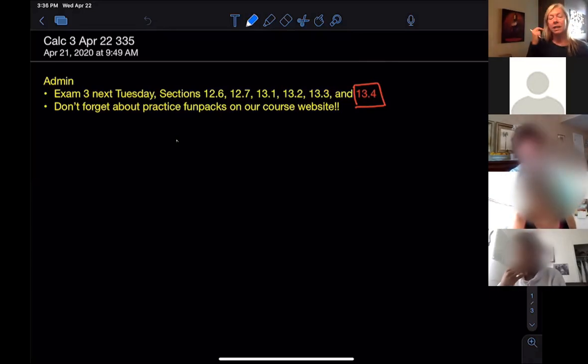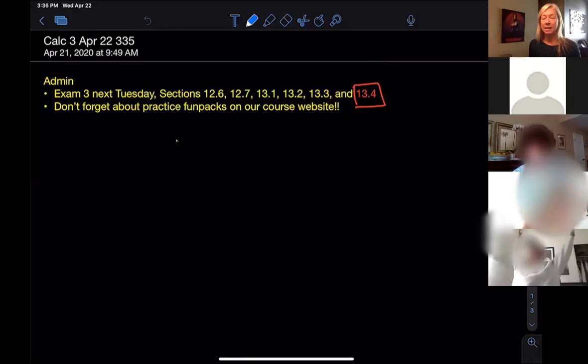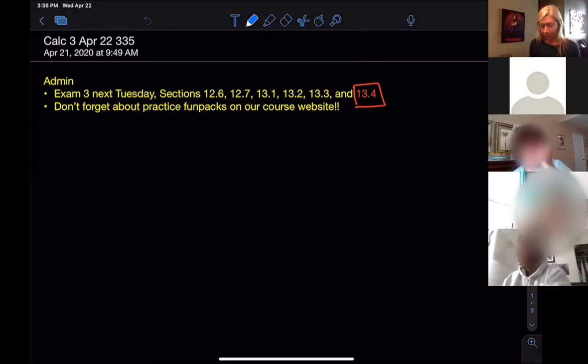I decided, even though I usually do 13.4 and 13.5 out of order, because I include them both on the same exam usually, 13.5 is really needed to understand 13.4. I don't know why they're in the order they're in. I realized that it really makes sense to have 13.4 on this exam since I can't have them both.